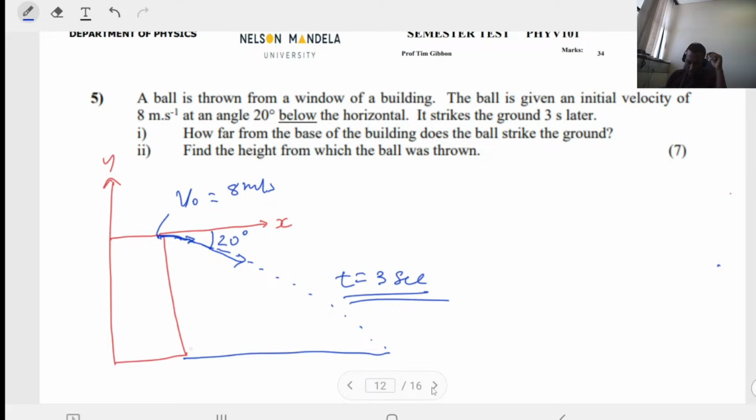Then the question number A asks, what is this range R, or how far from the base of the building does the ball strike the ground? The next question is, how high? Find the height from which the ball was thrown. What about this one? This edge.